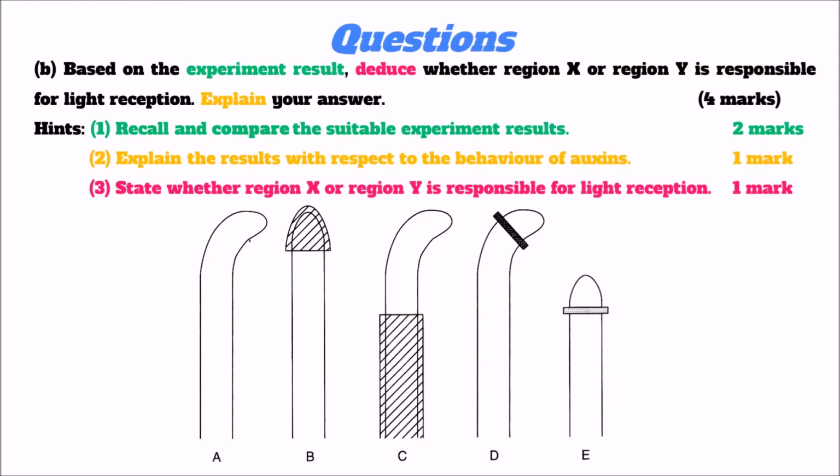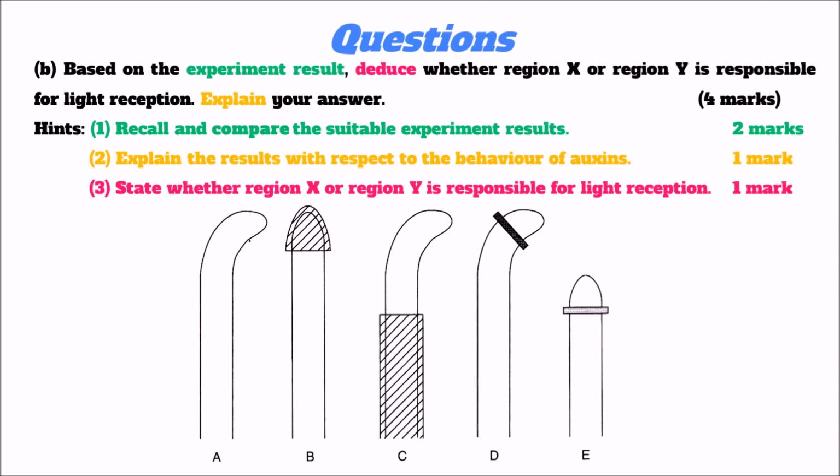Question B. Based on the experiment result, deduce whether region X or region Y is responsible for light reception. Explain your answer. You can find the 3 main components in the question. Firstly, what you answer must be related to the experiment result. Any setup should be chosen for our analysis. They should be setups A, B, and C.